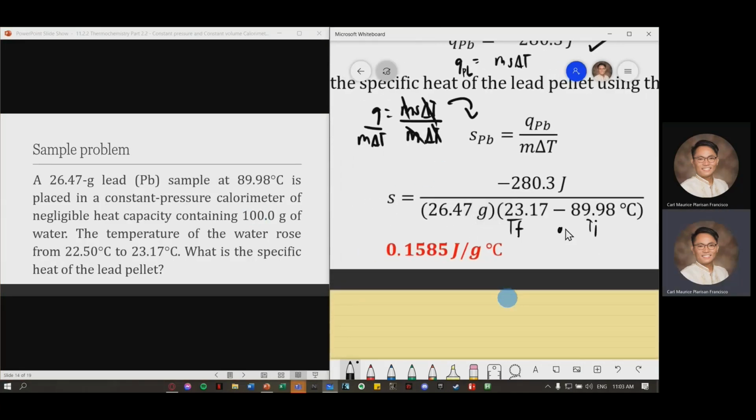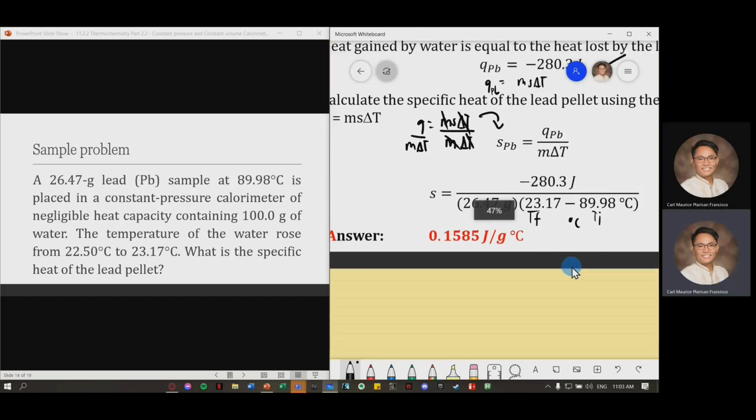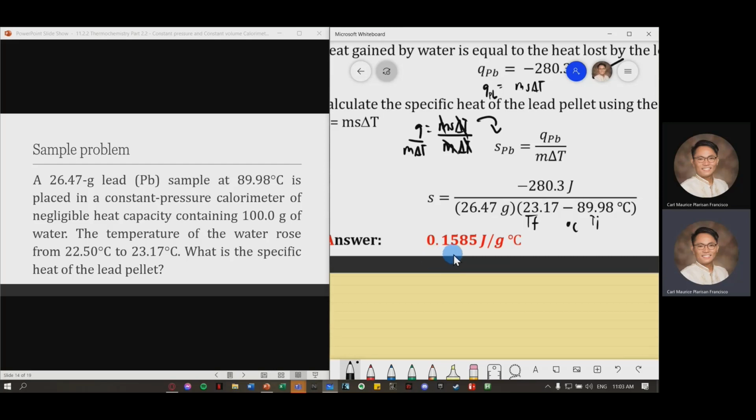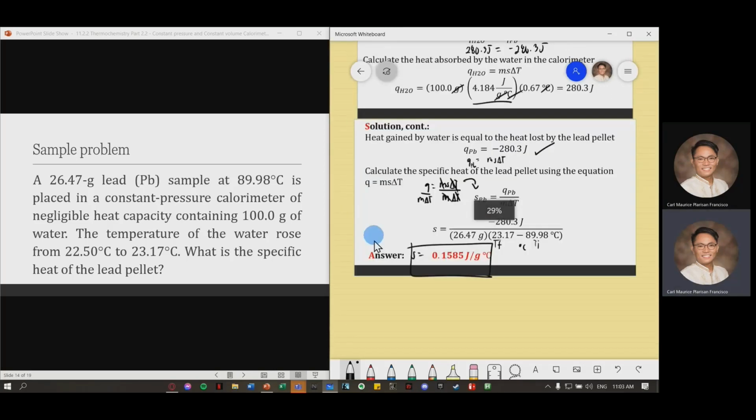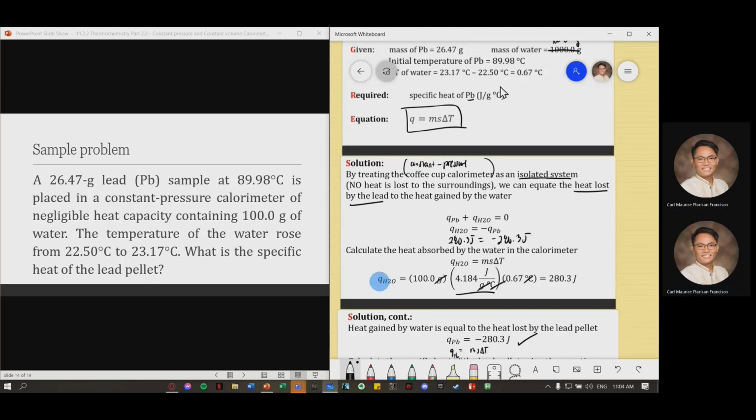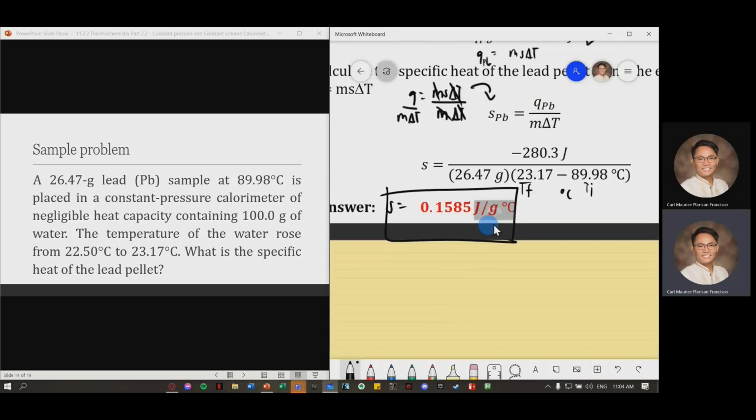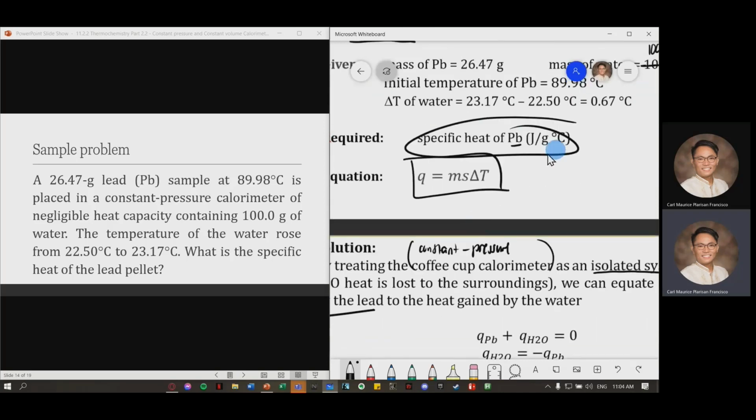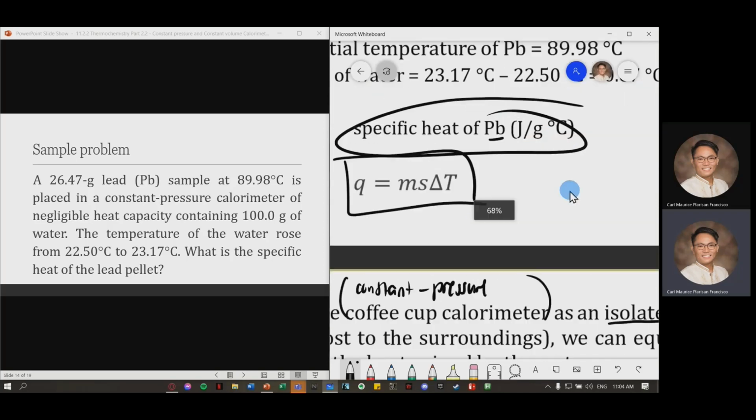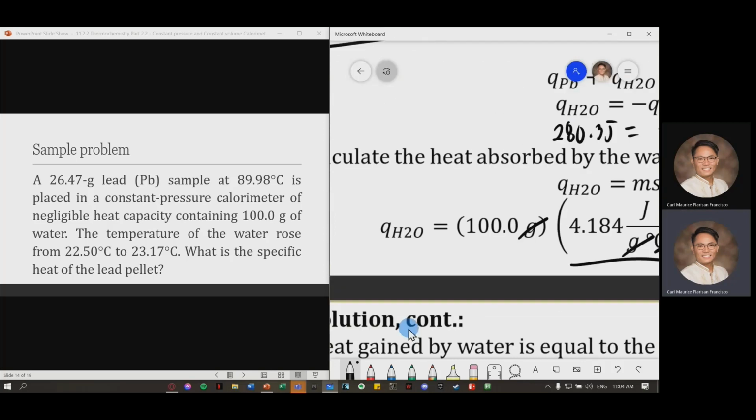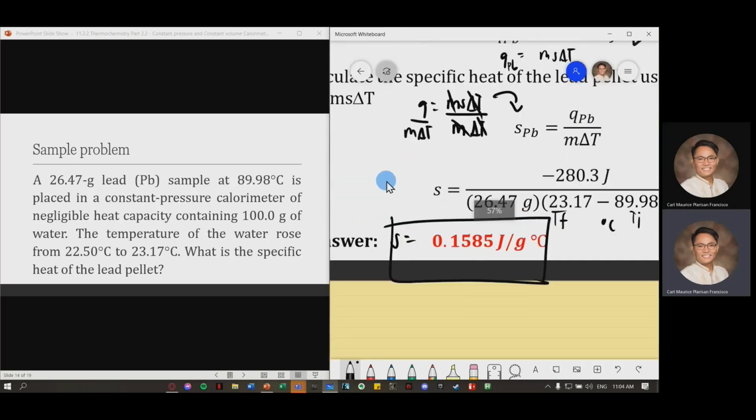We will just leave degrees Celsius, so there will be no unit cancelled. Hence, we have the answer: 0.1585 joule per gram degrees Celsius specific heat. Okay, so we have solved the specific heat of lead. And remember, this is indeed the unit for specific heat, joule per gram degree Celsius.